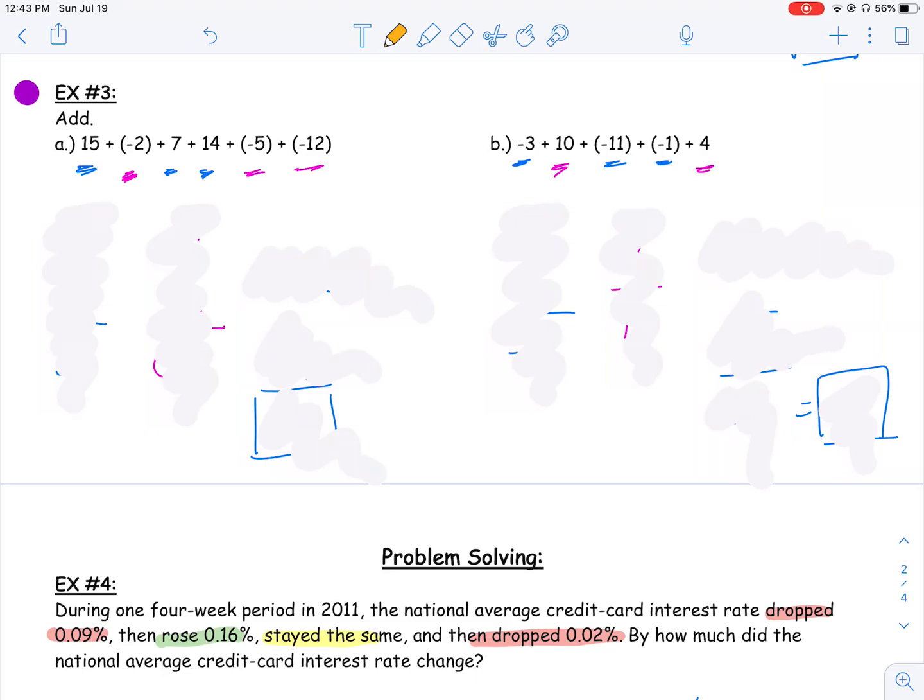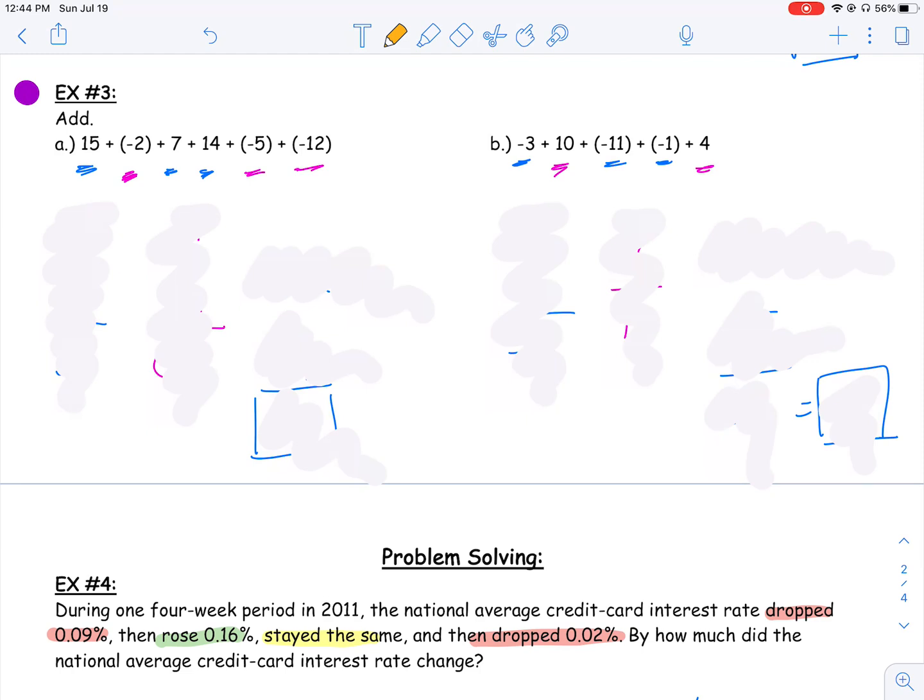All right, here's our third video in section 1.5 on addition. In the last couple of videos, we've been adding two numbers together. Two maybe positive numbers, two negative numbers, or one of each. Well, in this example, example number 3, we have a whole string of numbers that we want to add together, some positive and some negative. So it gets a little more complicated.